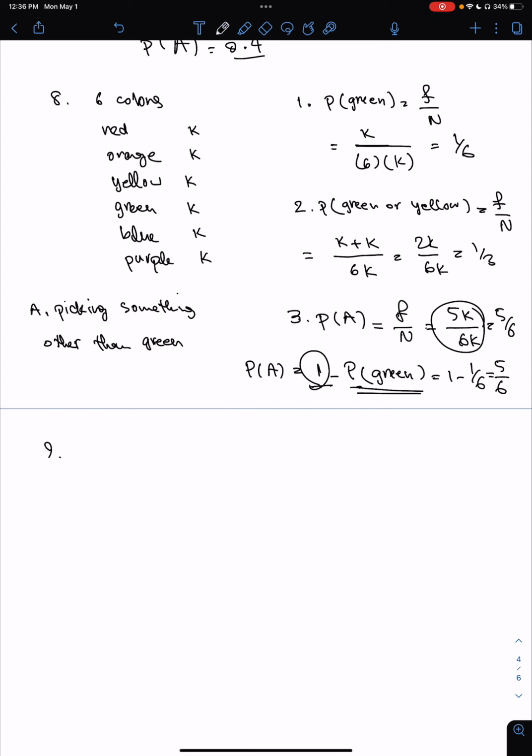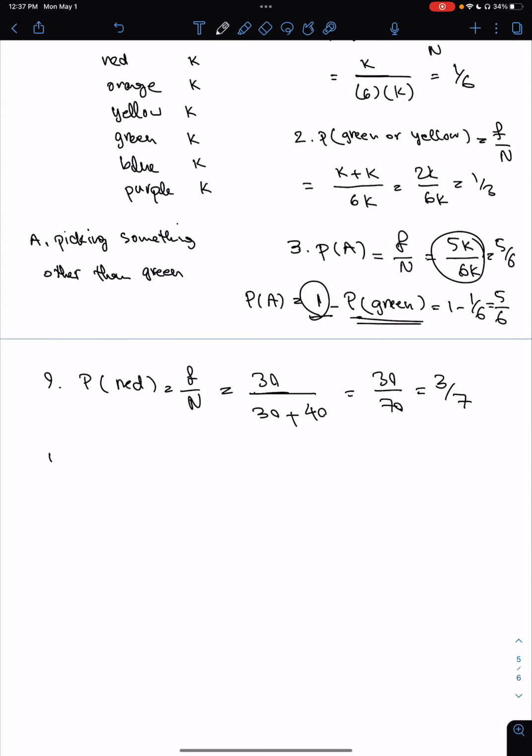Question 9 is, a jar contains 30 red marbles and 40 blue marbles. If one marble is selected from the jar, what is the probability that the marble will be red? The probability of red will be F over N. We know F is 30 red marbles, and N is 30 red marbles plus 40 blue marbles, so this will be 30 over 70, or 3 over 7.